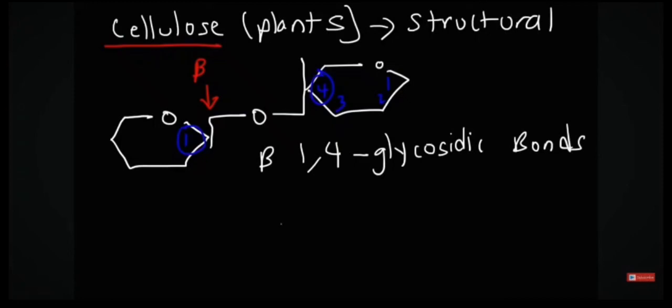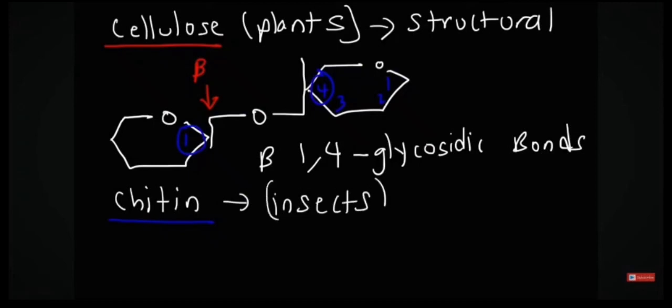Another polysaccharide is chitin. Chitin is similar to cellulose but is found in insects as opposed to plants, and has a structural function as well, and not as an energy storage. So now you are familiar with the basic polysaccharides, or the basic units for polysaccharides.